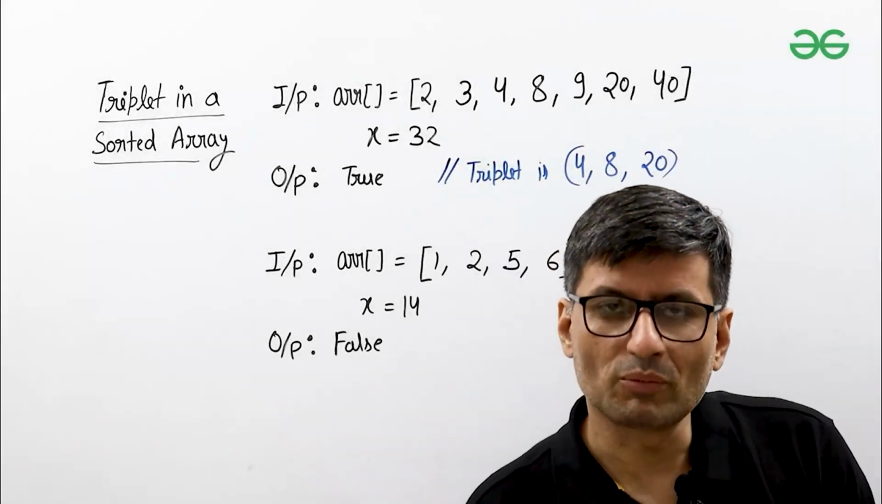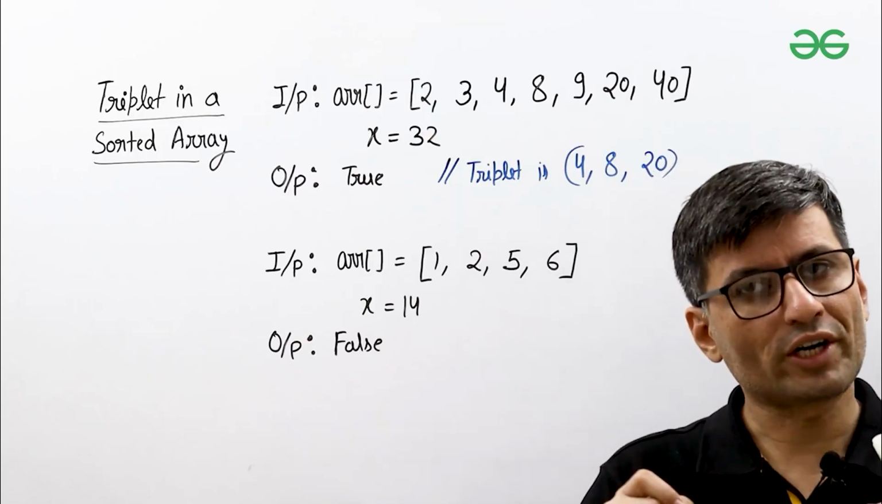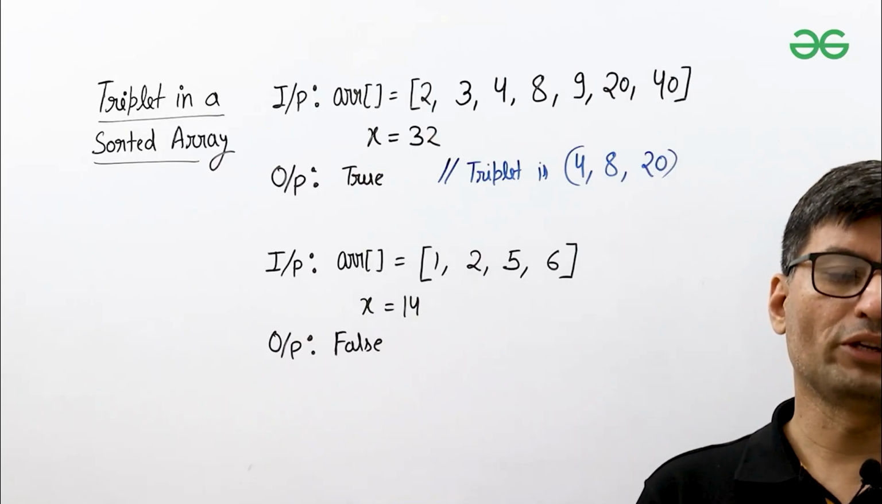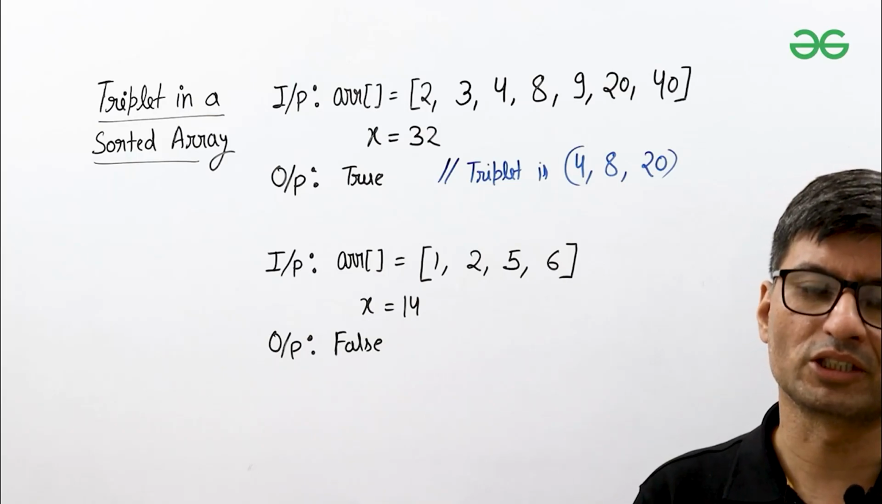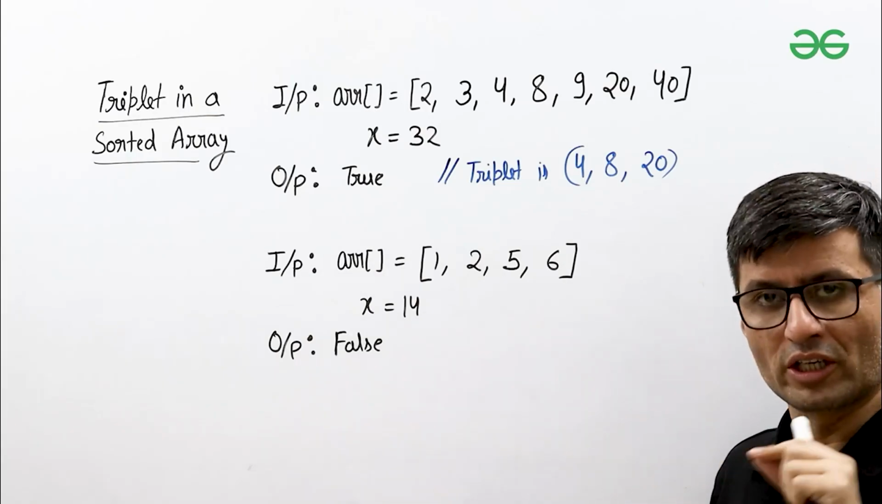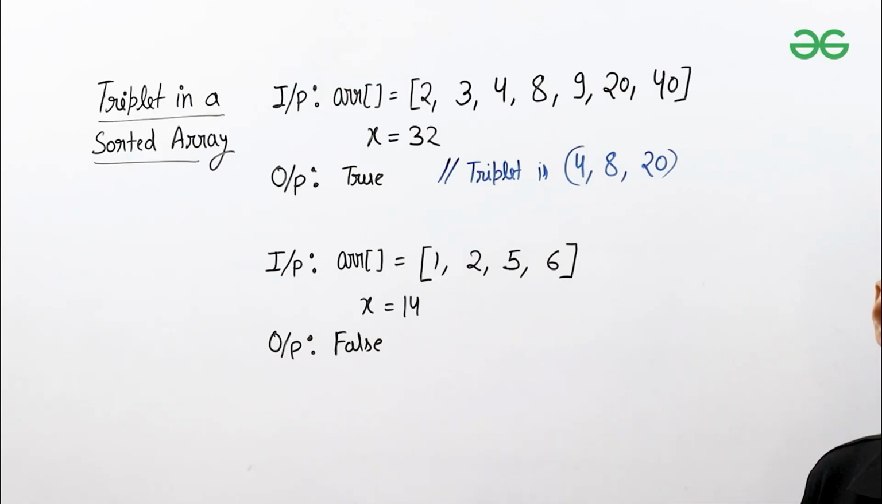Let us talk about this problem. We are given a sorted array and a number x. We need to find out if there is a triplet in the sorted array whose sum is equal to x. We need to return true if there is a triplet, otherwise we need to return false.